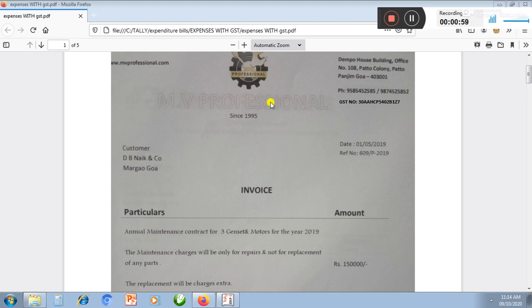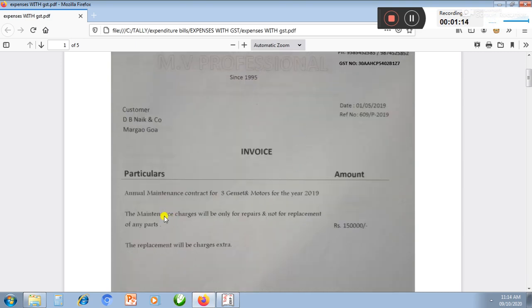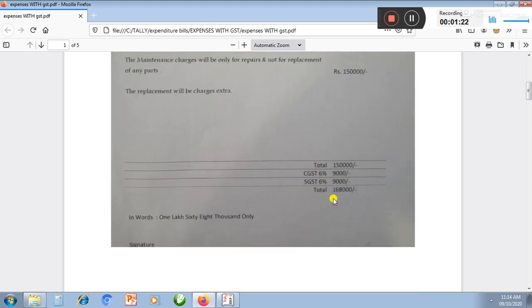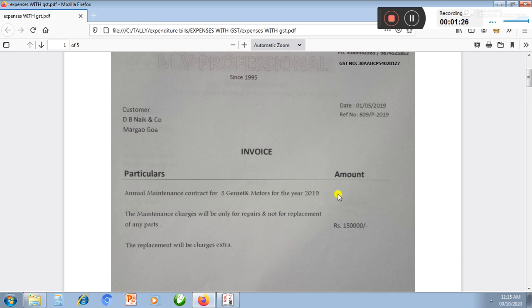For example, we have already passed these transactions earlier. I have already given you these bills earlier. At that time we passed these bills without deducting the TDS. We received this bill from MV Professionals. It is an annual maintenance contract bill of 1,50,000. The bill also has GST, making it 1,68,000. So I'll pass these bills now by deducting the TDS.